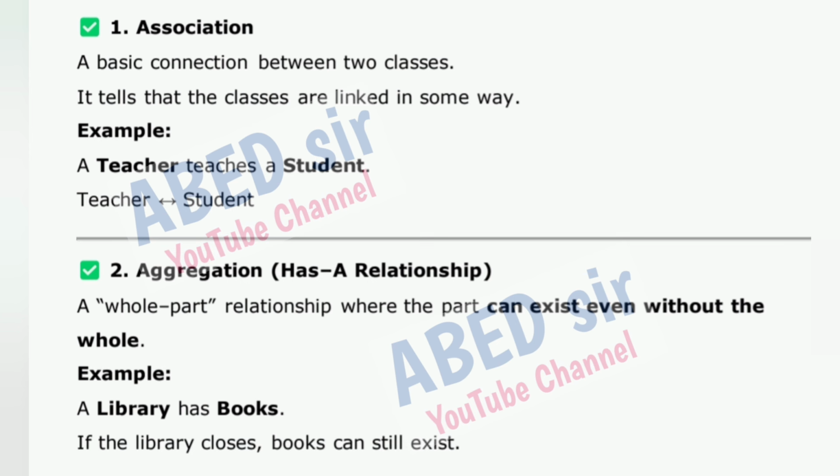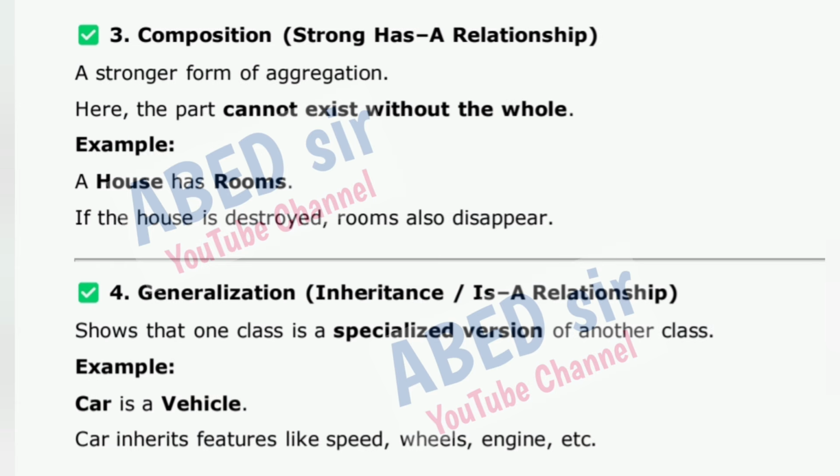If the library closes, books can still exist. 3. Composition. Strong has-a relationship. A stronger form of aggregation. Here, the part cannot exist without the whole. Example. A house has rooms. If the house is destroyed, rooms also disappear.